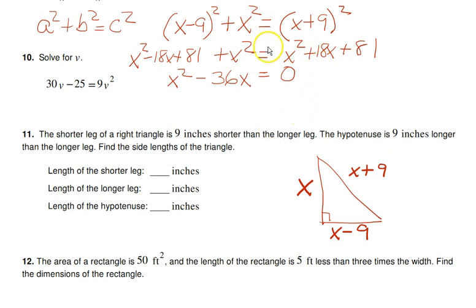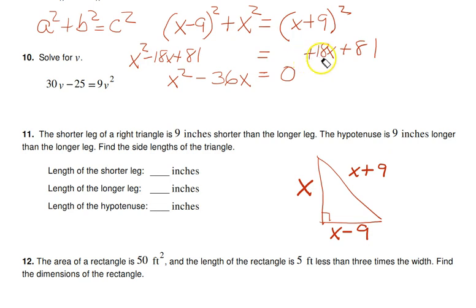So that it doesn't get too complicated, I see here I have an x squared and an x squared and an x squared on this side. So I'm going to subtract one of these x squares. And then now I'm left with this x squared.